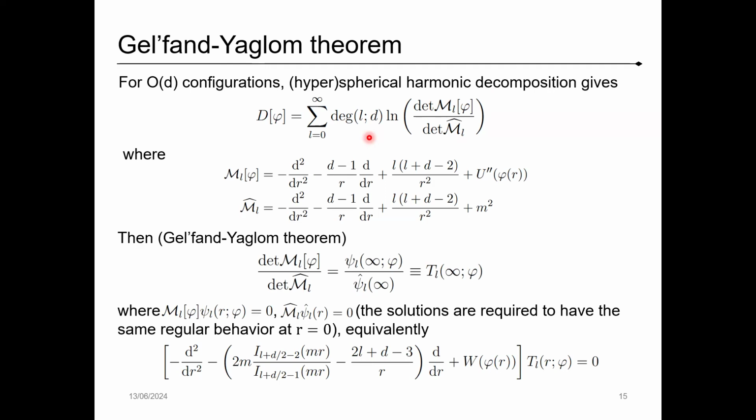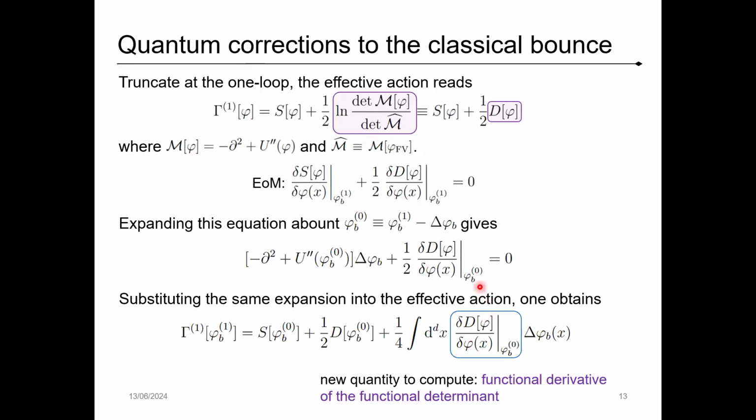So I want to understand better. With this functional determinant, we account for quantum fluctuations about the classical bounce, right? Yes, the classical field configuration. And then the derivative of the determinant is a quantum correction to the equations of motion, right? Yes. Okay, I just wanted to make this distinction. Exactly.